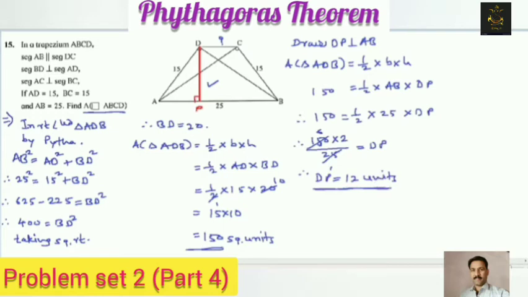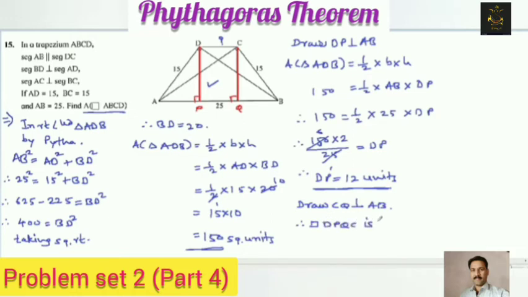Okay friends, now the remaining part is what? We have to find this DC here. For that DC, we'll draw one more perpendicular. See here, we'll draw one more perpendicular from C also, that is Q. We'll write here now: draw CQ perpendicular to AB as well. Therefore, what do we get here now? That middle quadrilateral, which one? DPQC.